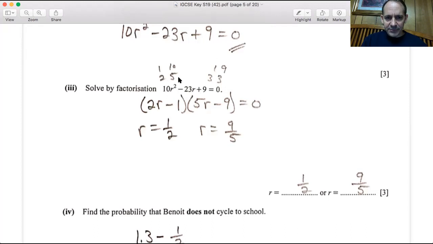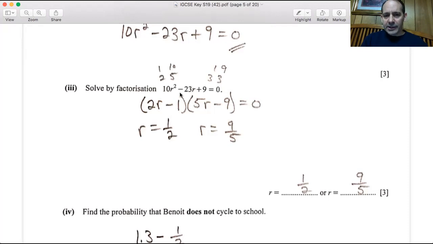The 2 and the 5 come from right here, the 10. The 1 and 9 come from right here, the 9. Because it's positive here, both signs are the same as the front one. So they're both negatives. You can work it out. 2r times 5r is 10r squared. Negative 1 times negative 9 is positive 9. Here's your negative 5. Here's your negative 18, which gives you negative 23.